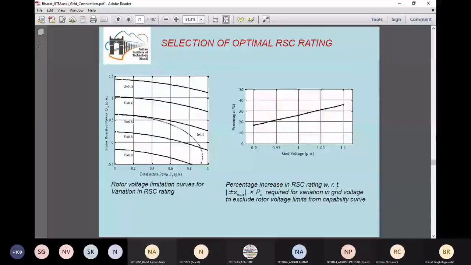of a DFIG, the current limit is going to come into the picture, and the current limit can be increased very simply by having a winding with more current capability, like a thicker winding is possible. So this is how the limits can also be increased. So this is how the rotor voltage limitation can be removed. Next slide please.